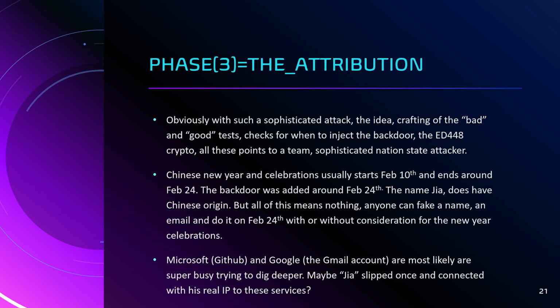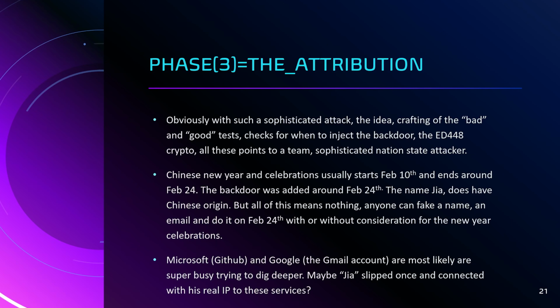Again, nothing is definitive, right? If it turns out to be a single dude at the end of the day, I don't know, I guess, but I think the sophistication points to a nation-state attacker. The Chinese New Year celebrations usually start around February 10th. I know it because all my packages were getting delayed, that stuff that I was buying. It ends around February 24th, and the backdoor was added February 24th. Coincidence? I don't know. I have no clue.